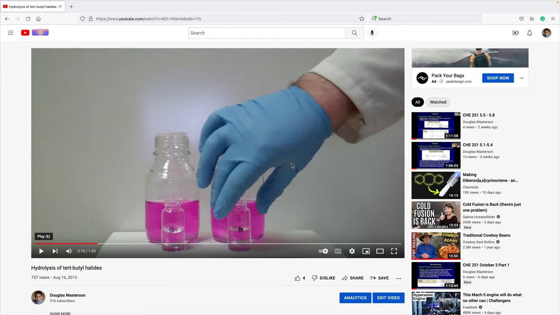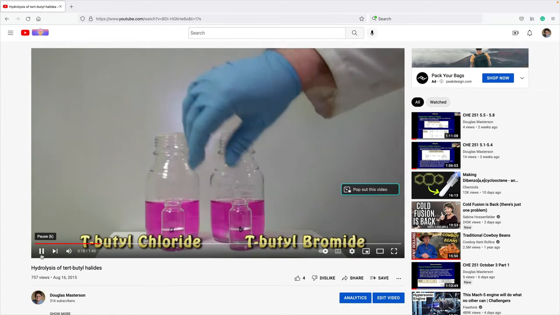That's the tert-butyl bromide. What I'm going to do, and that is my hand in the video, is dump those in, put a screw cap on them, shake them, and watch to see what happens. So let's see if we can see what happens in this particular video.